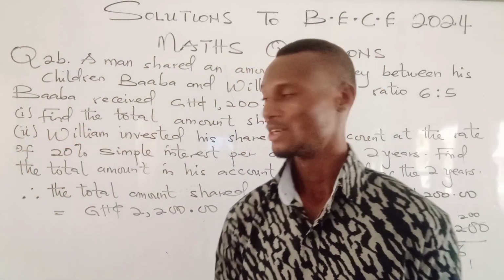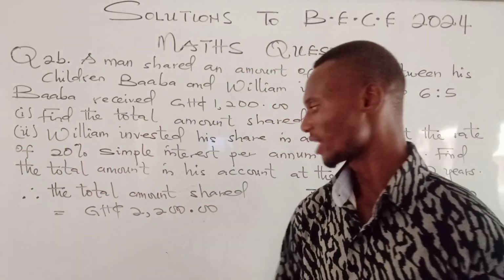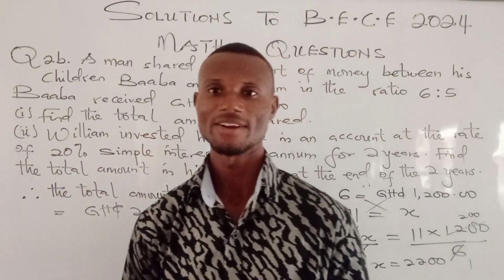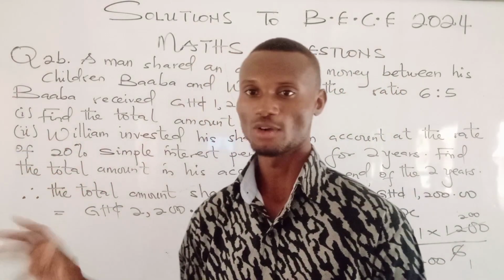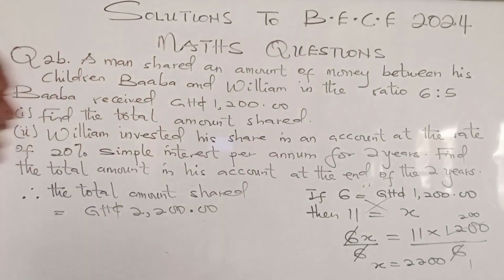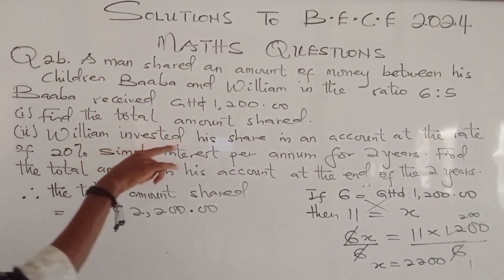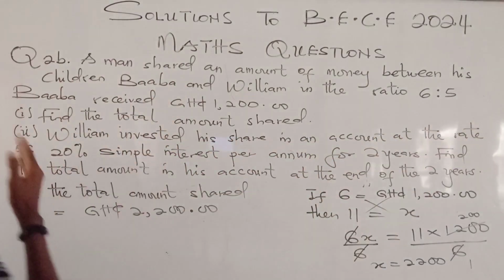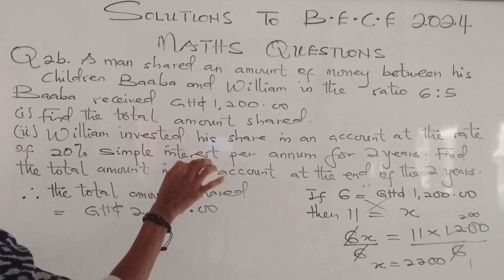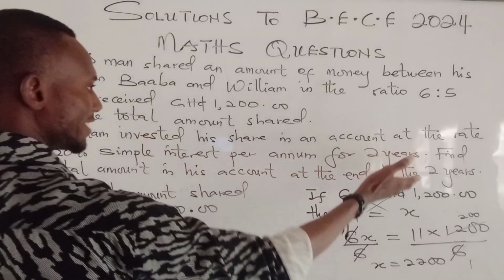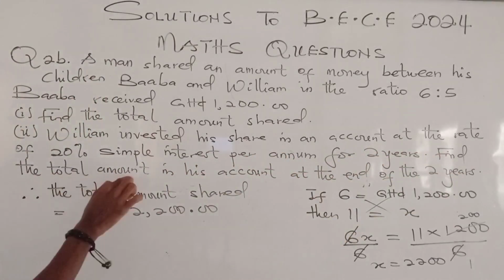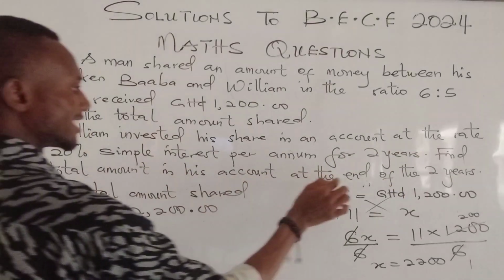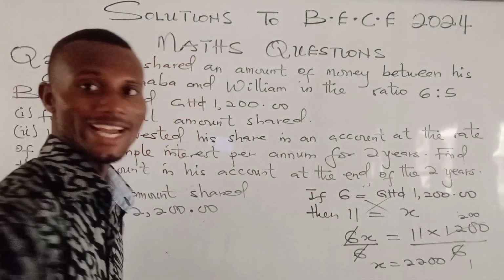We've answered it. Okay, the total amount shared is 2,200 Ghana cedis. Now let's look at the II part of the question. Okay, so let's read together. The II part says that William invested his share in an account at the rate of 20% simple interest per annum for 2 years. Find the total amount in his account at the end of the 2 years.